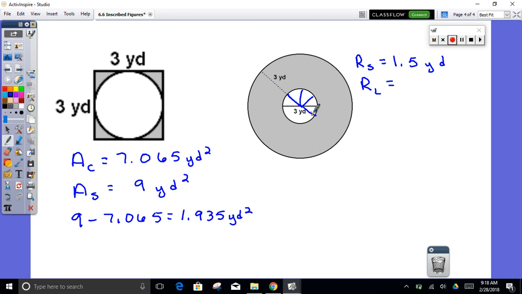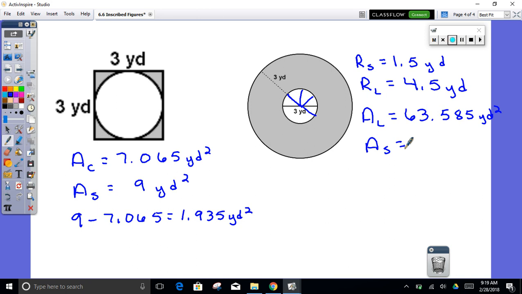So the radius of the large circle, we have to add the 1.5 yards from the small circle to the 3 yards to get 4.5 yards. Kaylin, did you get an answer for the area of the large circle? 63.6. Okay, I'm going to keep that unrounded, so it would be 63.585 square yards.